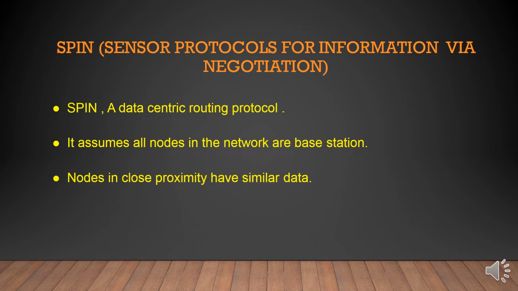SPIN, sensor protocols for information via negotiation. Sensor protocols for information via negotiation. SPIN is a data centric routing protocol. It assumes all nodes in the network are base stations. Nodes in close proximity have similar data.